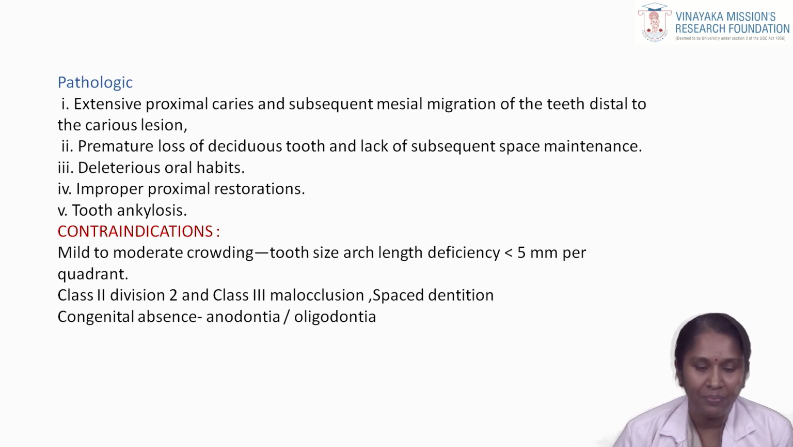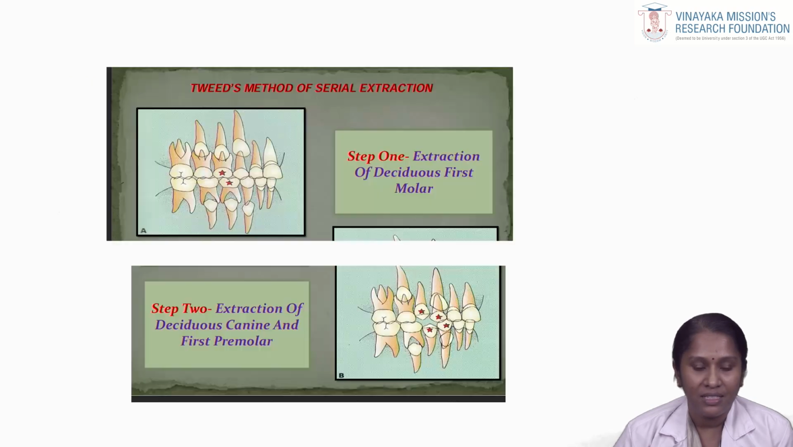of the permanent dentition. The cases in which we should not do serial extractions, where it is contraindicated, are mild to moderate crowding, a tooth size arch length deficiency of less than 5 mm per quadrant, class 2 division 2 or class 3 malocclusion, spaced dentition, or congenitally absent teeth such as anodontia or oligodontia. In these cases, serial extraction is contraindicated.